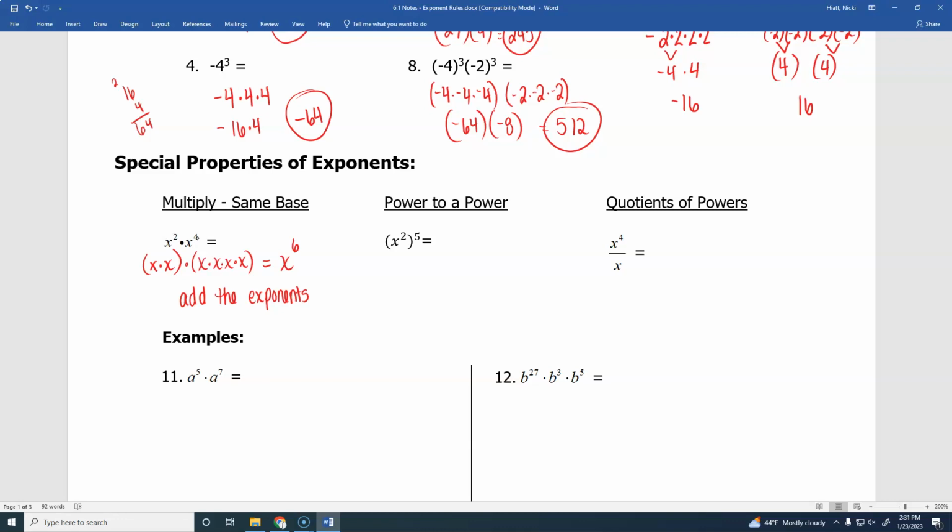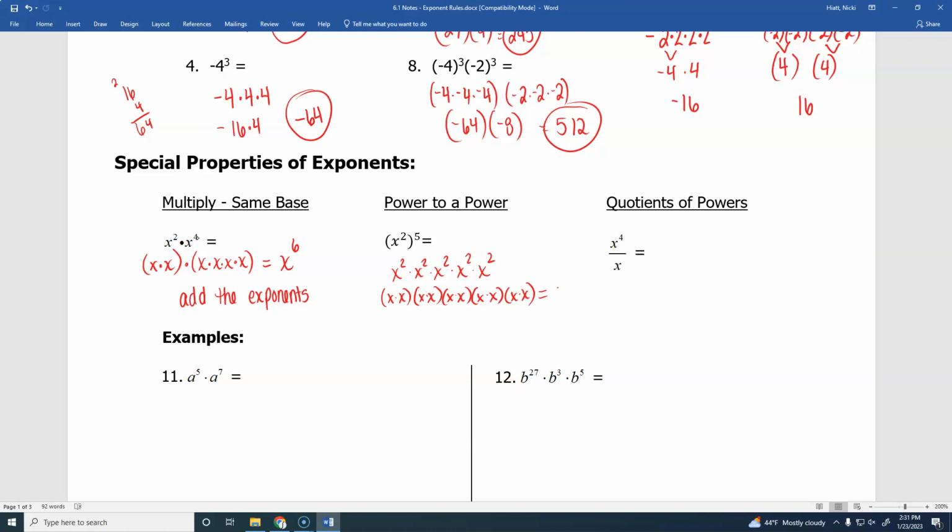So let's think about what this means. x squared to the 5th power. That means x squared times x squared times x squared times x squared times x squared. And each one of those x squareds means x times x, right? So this one would be x times x, x times x, x times x, x times x, and x times x, right? How many x's have I got multiplied together there?